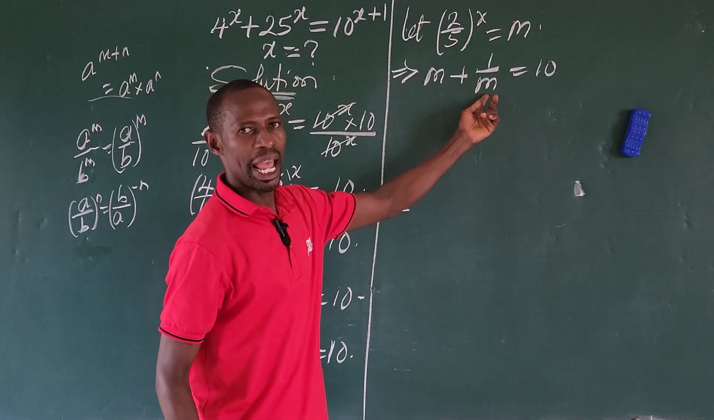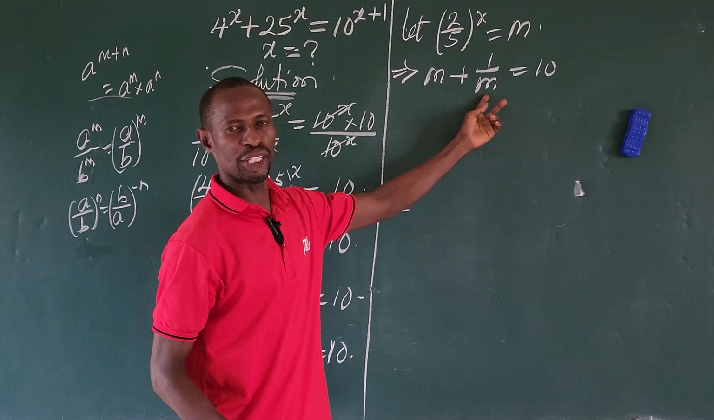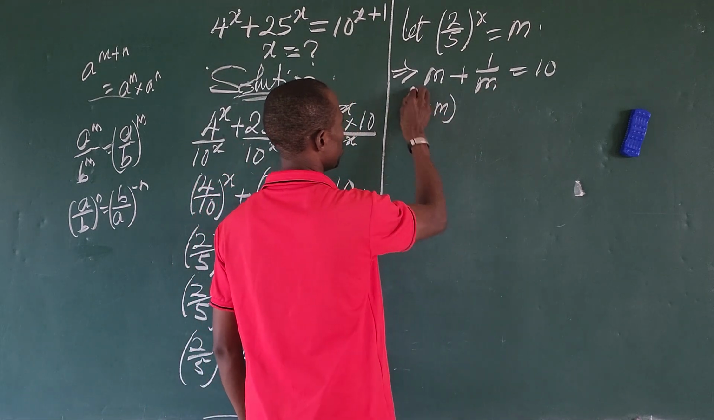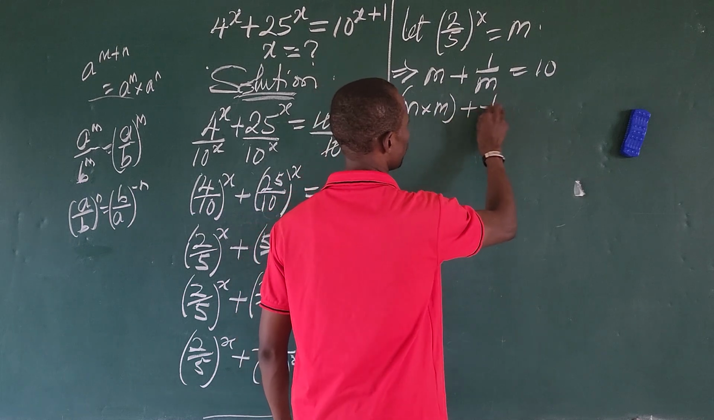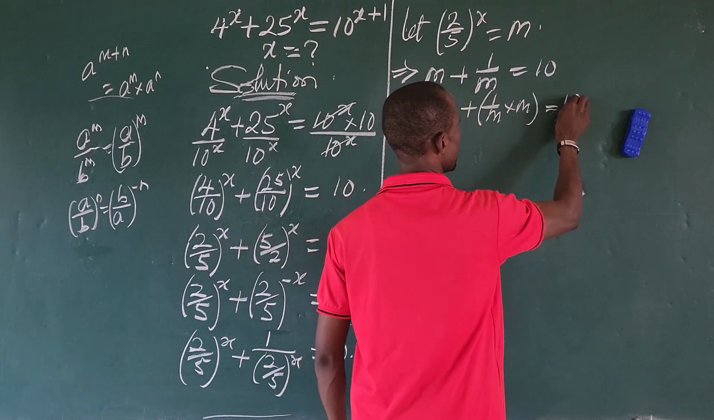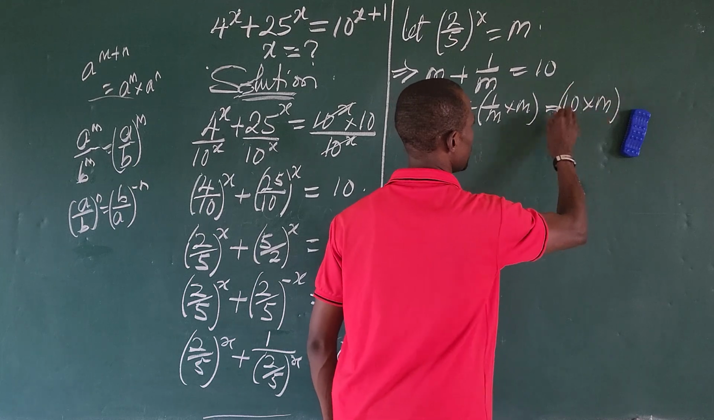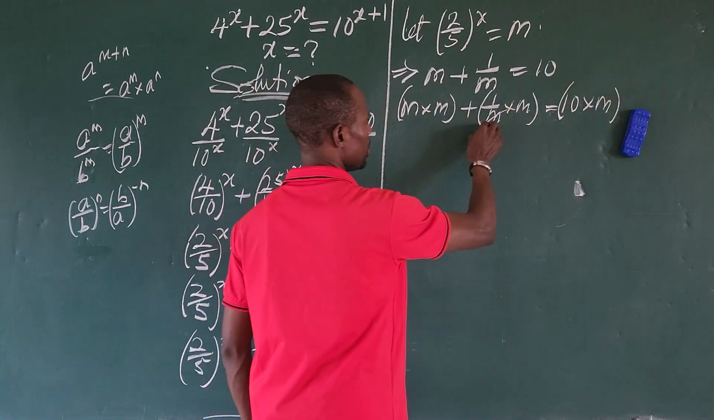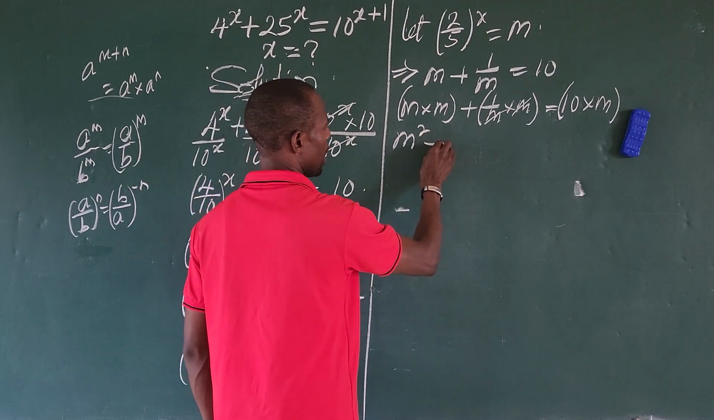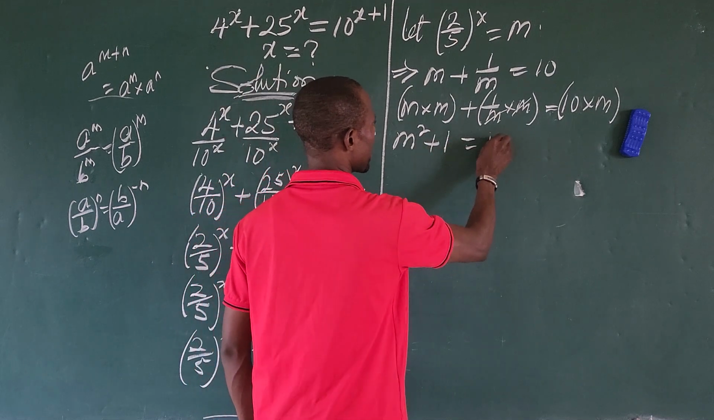Do away with this m at the denominator. So we multiply through by m. And so this is going to give us m times (m plus 1 all over m) equal to 10 times m. Let's put this in bracket also. So what happened is this m leaves the system. So we're going to have m to the power of 2 plus 1 equal to 10m.